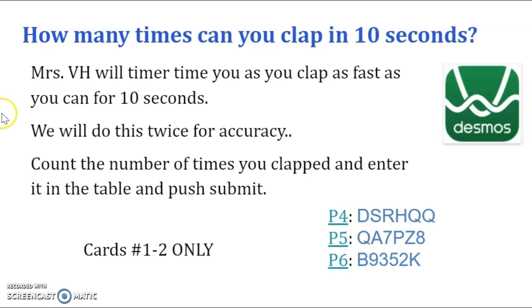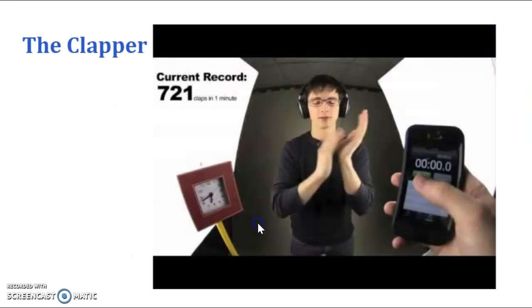Then you're going to enter that result into the Desmos card in card number 1, and we will get the result from everybody else as well. If you were absent, these are the links. You're just doing card 1 and 2 only.